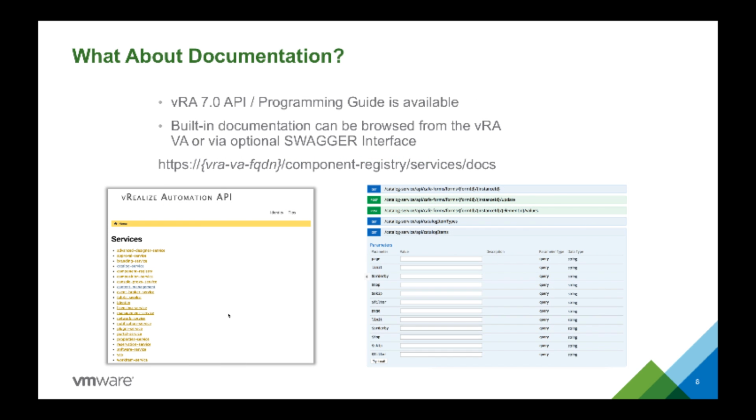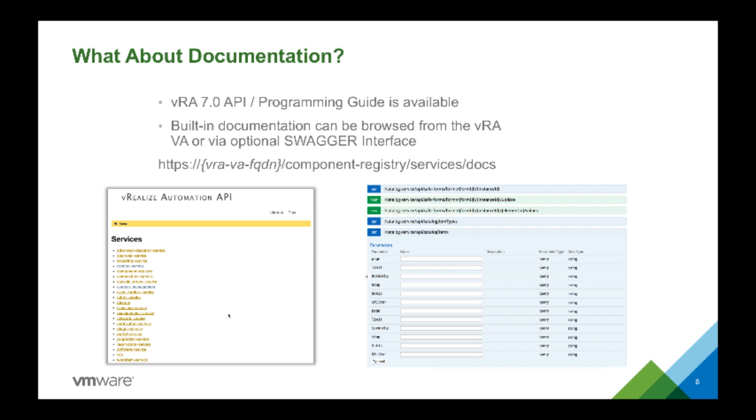So what about documentation? You may remember in 6, the documentation was on our website. You had to actually browse to vmware.com. In this version, we've actually embedded that documentation on the actual vRA Linux appliance. So if you go to the vRA fully qualified domain name /component-registry/services and /docs, you'll see a full listing of all of the API documentation.